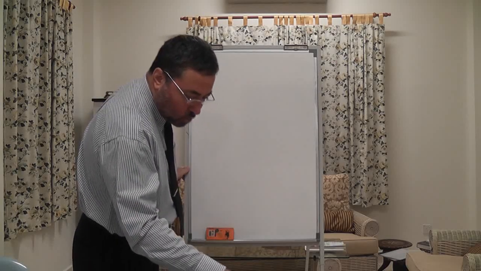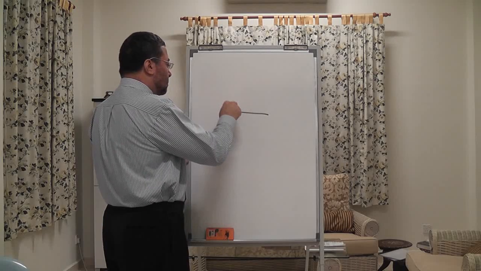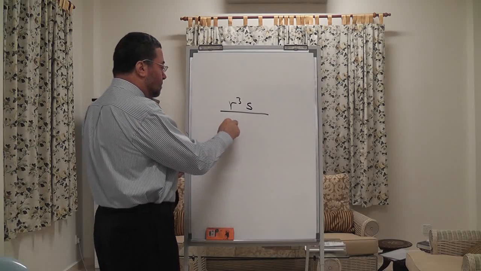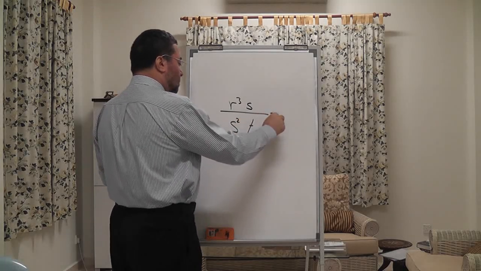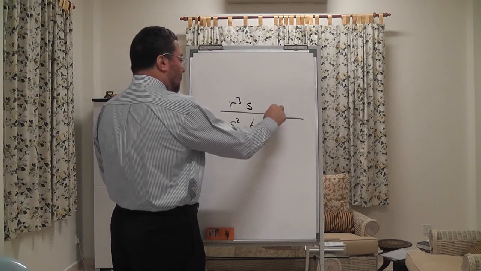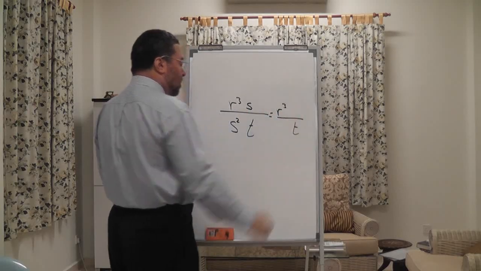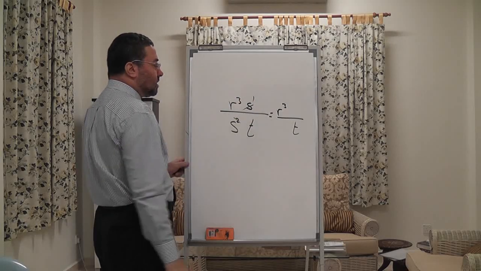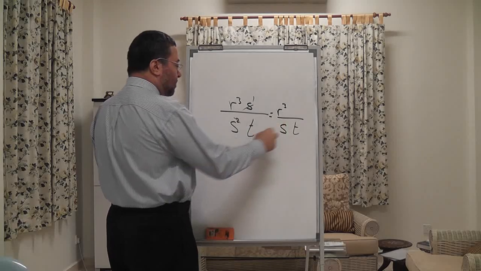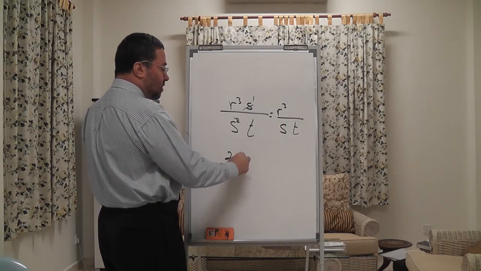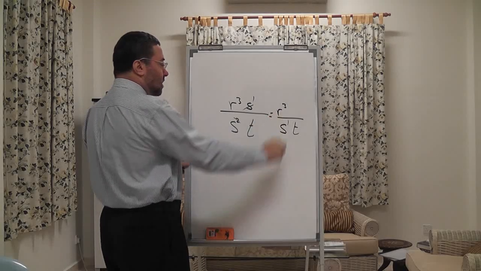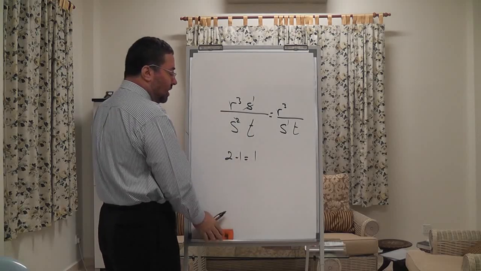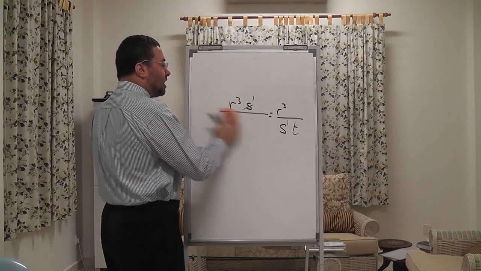Number 7, r cubed s over s squared t. Here the r cubed and the t cannot be cancelled, so they are going to stay. Here this s is raised to 1, cancels one of the s's in the denominator, and we are left with the difference, 2 minus 1, and that is equal to 1. So this is the s left in the denominator, and the t and r cubed remain as such. And that will be the answer.